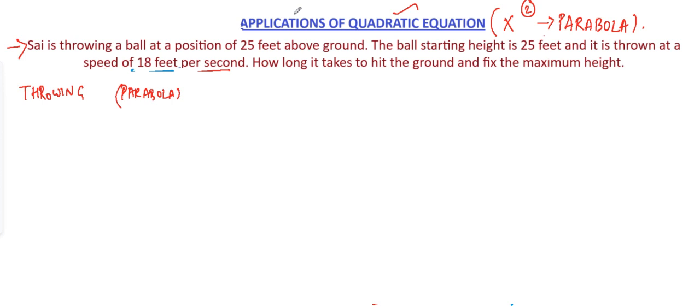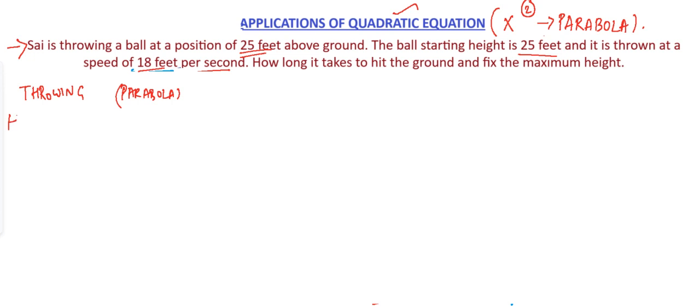It's one of the very interesting topics, and you will really love math after looking into these kinds of problems. So Sai is throwing a ball at a position of 25 feet above the ground. The ball is going to have a starting height of 25 feet and it is thrown at a speed of 18 feet per second. How long does it take to hit the ground, and you're also going to find the maximum height. So this is just similar to projecting something that's going to follow the path of a parabola, right?